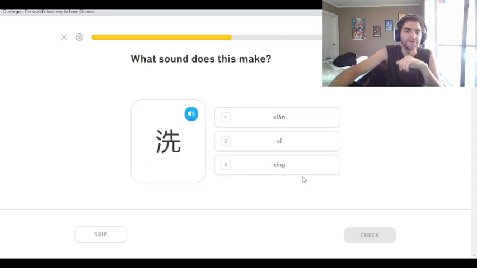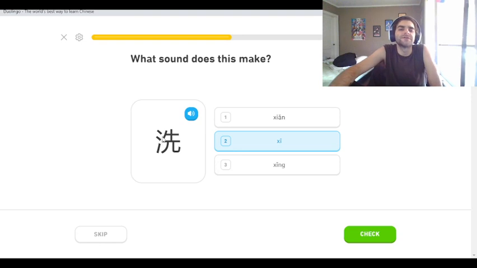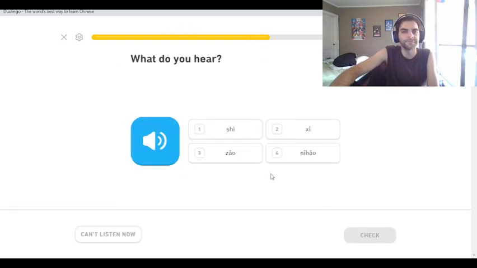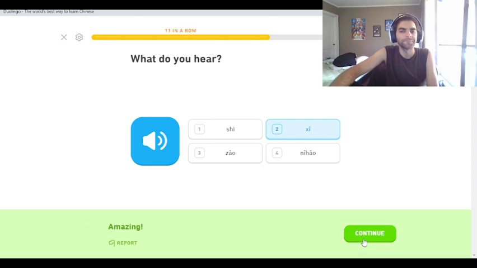洗, xi. That's the word it threw at us earlier. It's got a piece of yan, but it's got some other details. There's like a nyo on top, and then there's these little guys. 洗, xi.